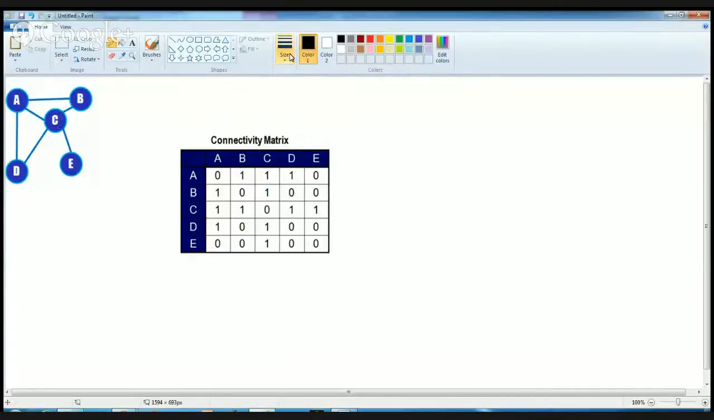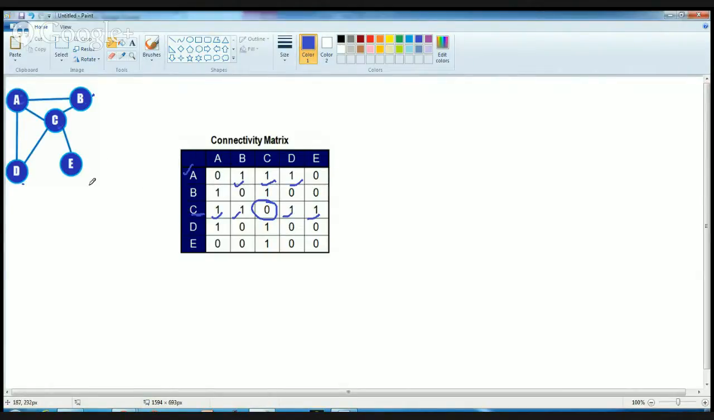as we can see, C is related to other parameters. So we'll find out what the parameters are. Now C, as we can see, is related to A, B, D, and E. So there is one value for all of these, and there is zero value for this. Then you will have A. A would be related to B, C, and D.